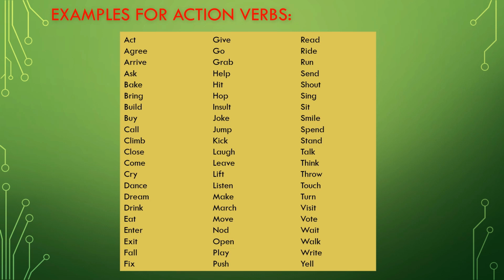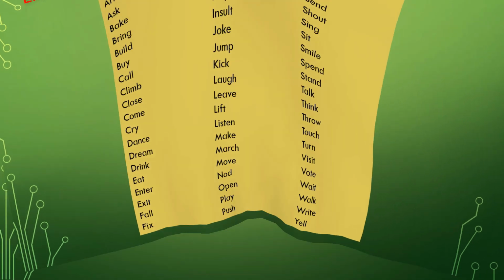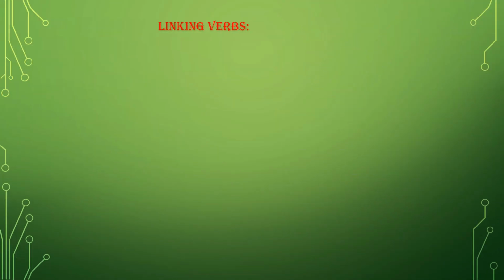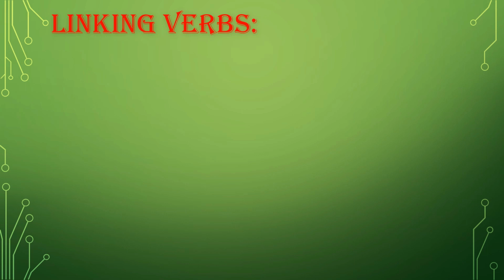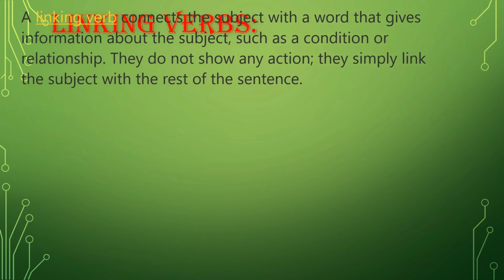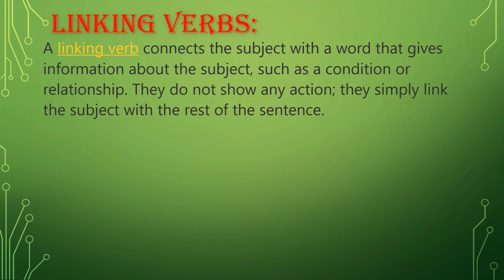Okay. Now we'll go to the next kind of verb. What is that? A linking verb. Till now we learned dynamic, action or main verbs. Now we'll go with linking verbs. What are linking verbs? A linking verb connects the subject with a word that gives information about the subject, such as a condition or relationship. They do not show any action, remember this. They simply link the subject with the rest of the sentence.